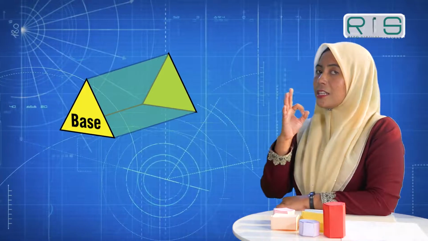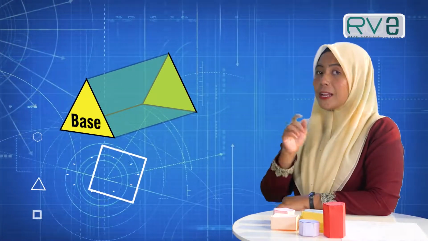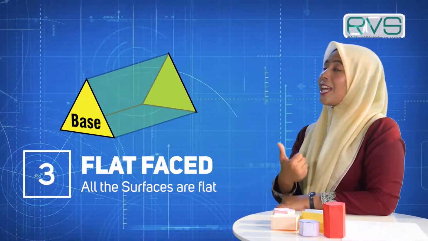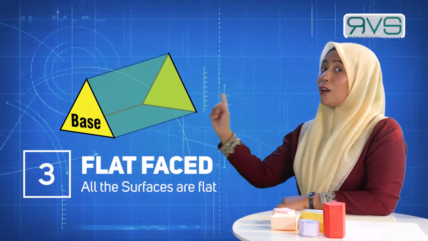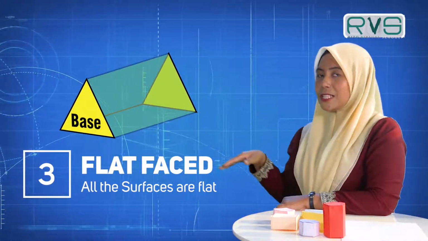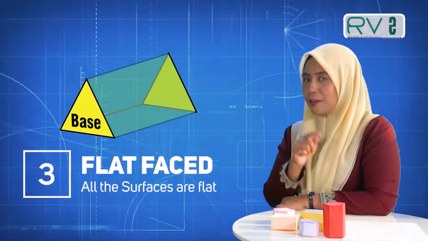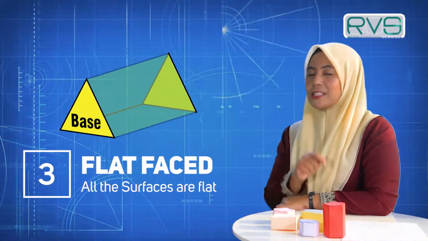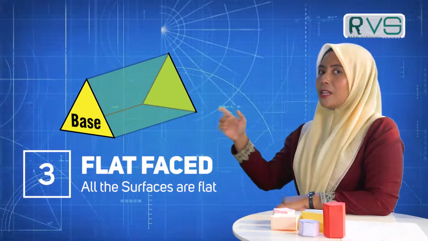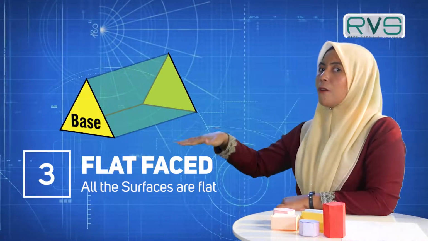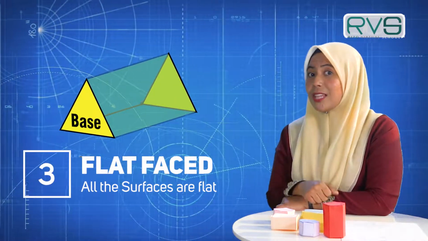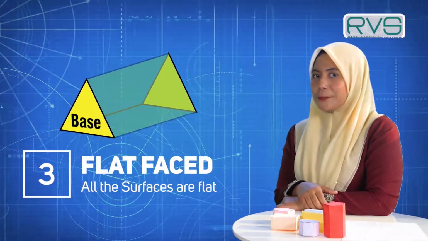Now we go to the third keyword, which is flat face. If you look at the picture here, all the faces you can see are flat. Very good. No curve, right? So all flat. The base is all flat. So what do you think the name of this prism is?